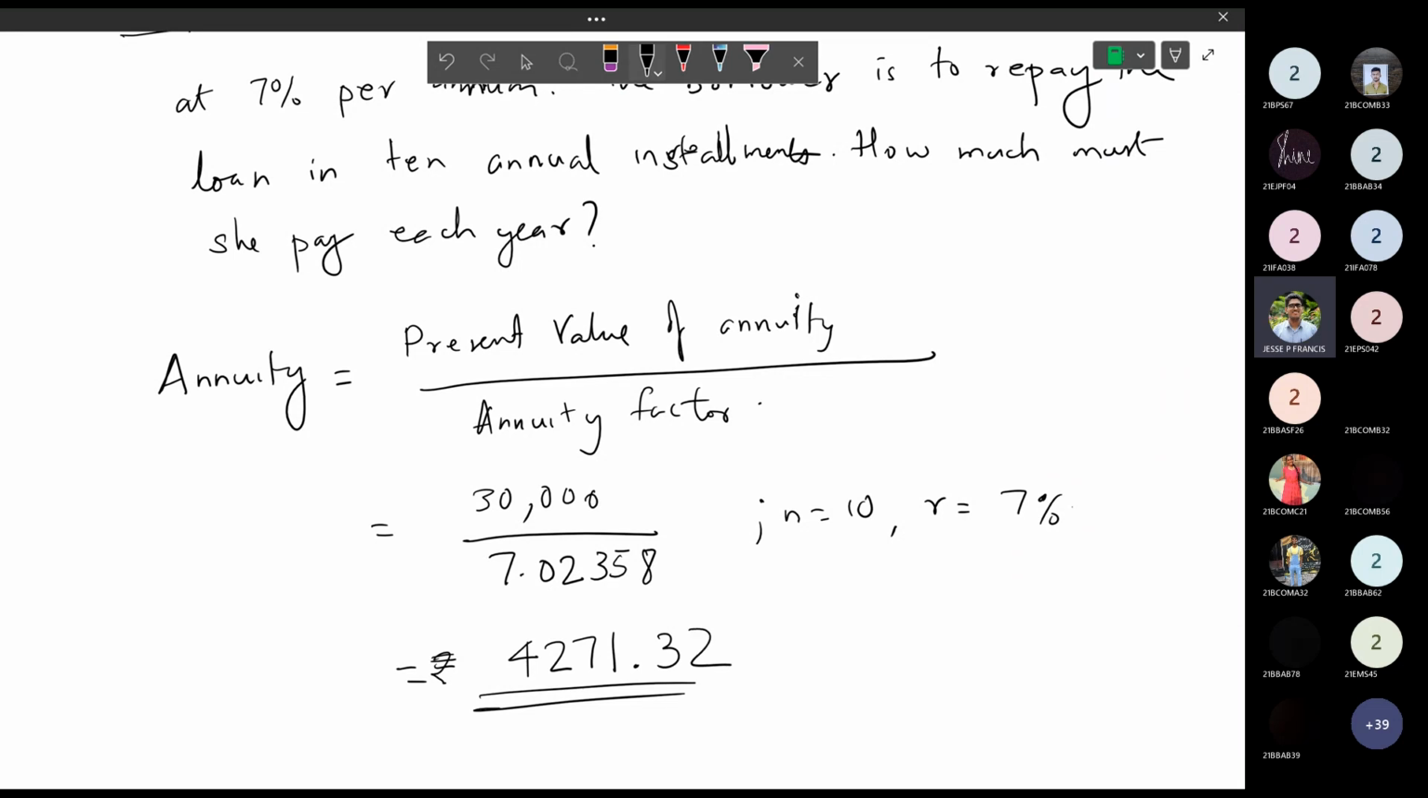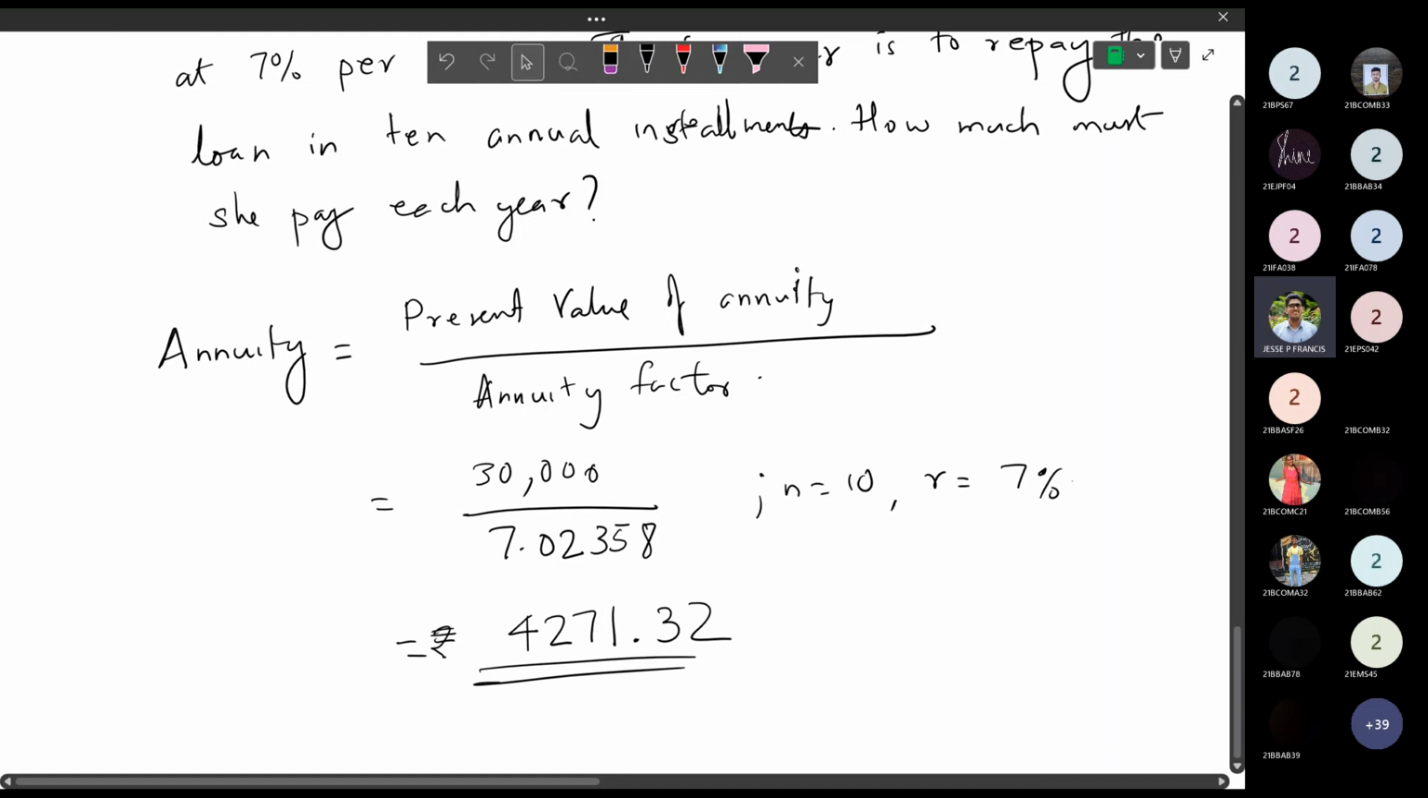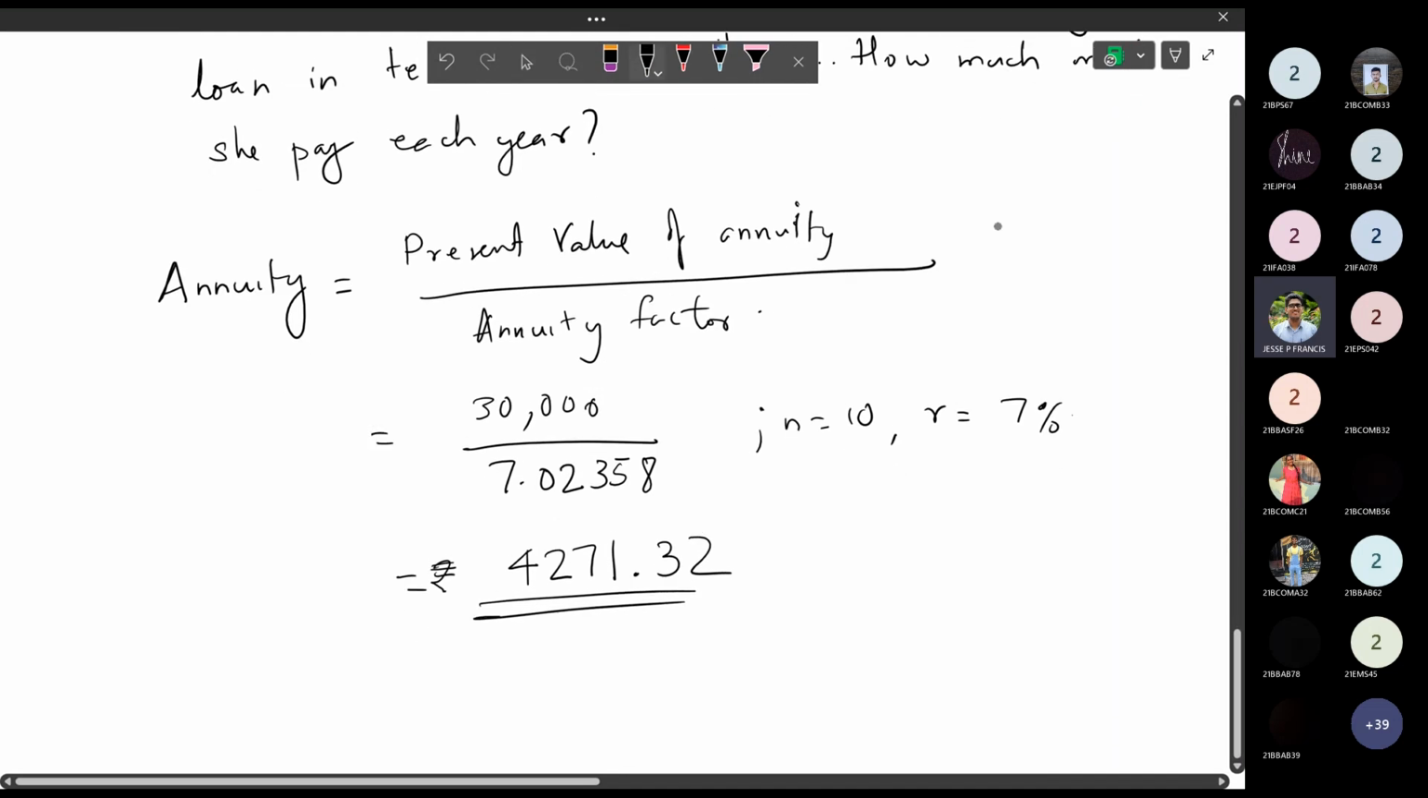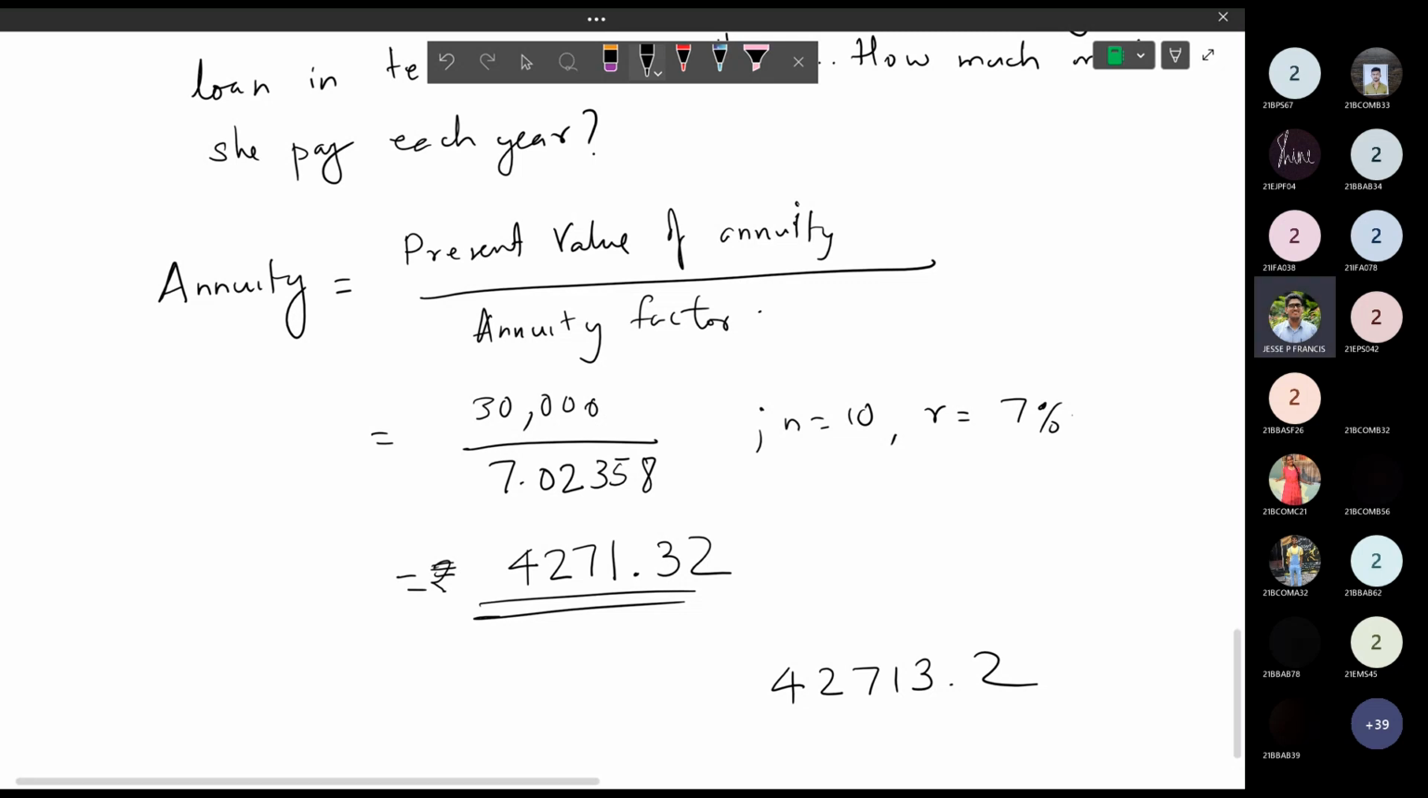4271.32. That's true. So notice one thing, in 10 years per year, you're going to pay this, and overall, you're going to pay 42,713.2. Notice how much extra you're paying. 30,000 is what you took. Over 10 years, you're going to pay extra 12,000 nearly.